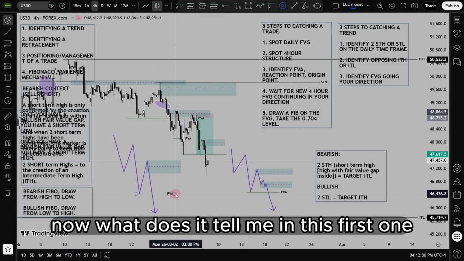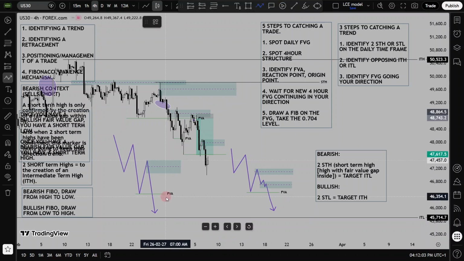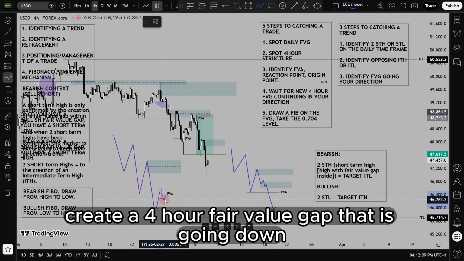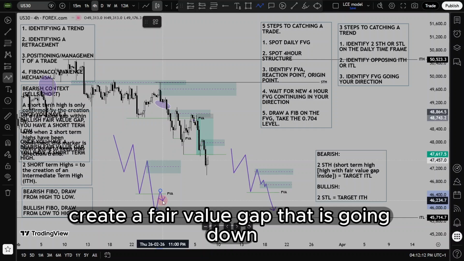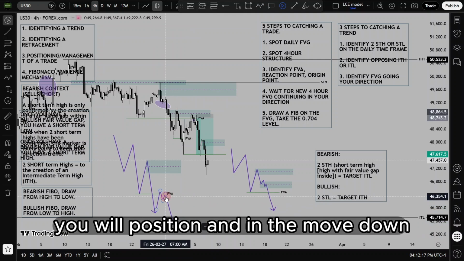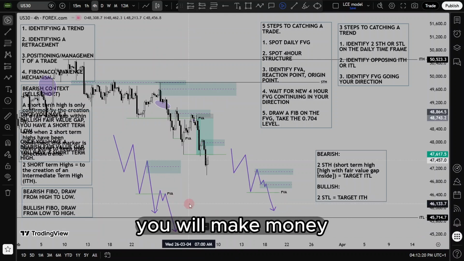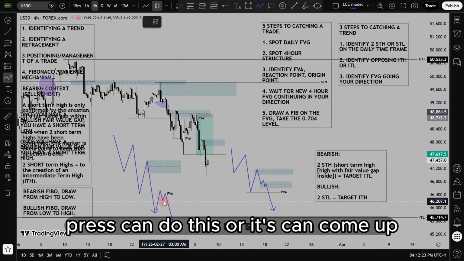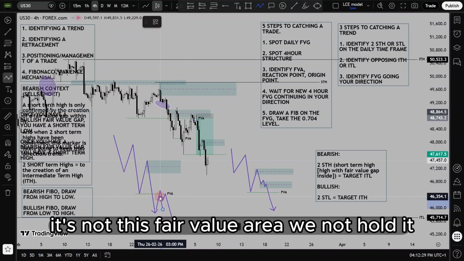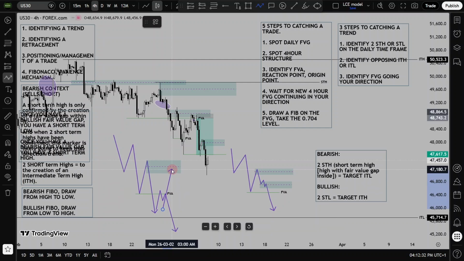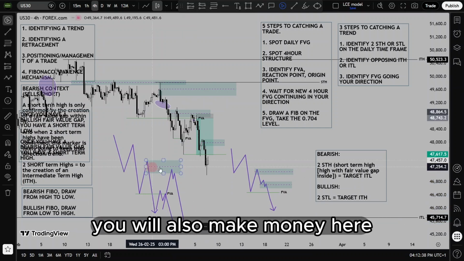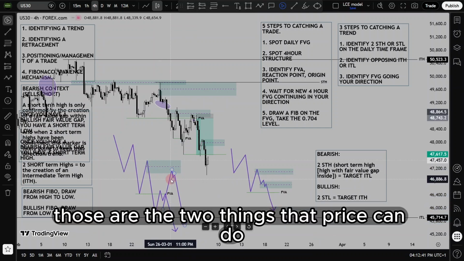Now, what does it tell me? In this first one, price can just tap into this fair value area, create a 4-hour fair value gap that is going down, tap into the fair value gap, and fall. It is in this fair value gap you will position, and in the move down, you will make money. Price can do this, or it can come up, not hold this fair value area, tap into the origin, create a fair value gap, and fall down. You will also make money here. Those are the two things that price can do.